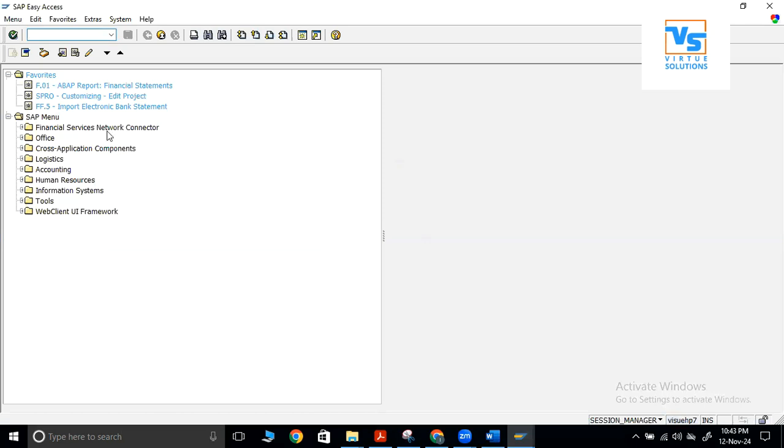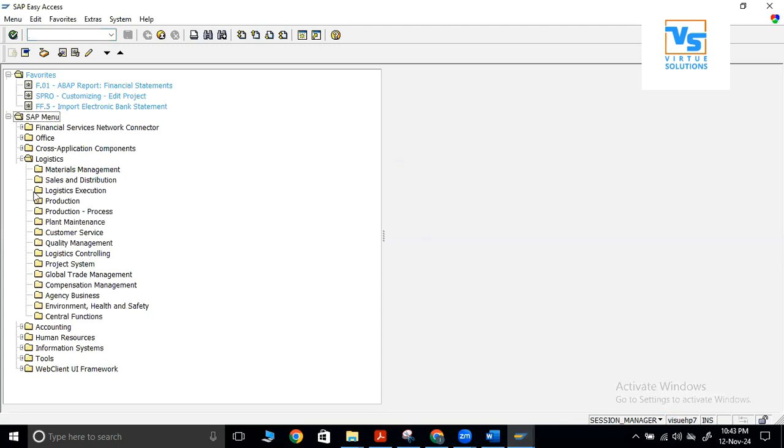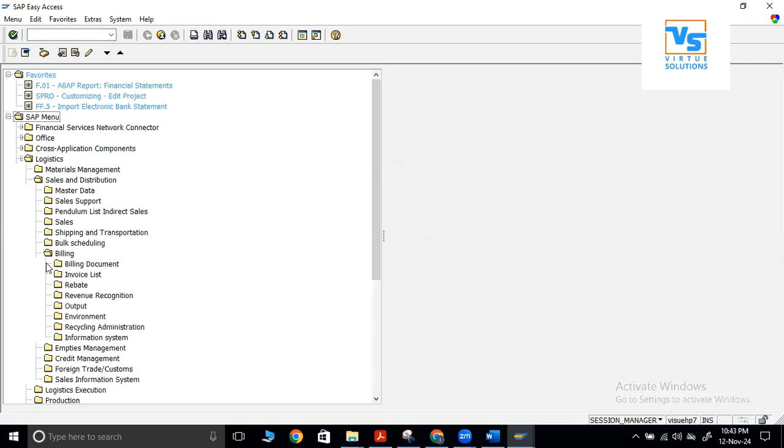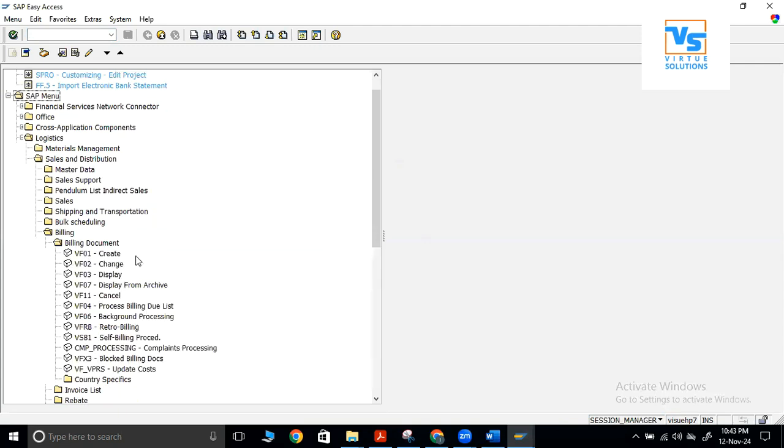Sivaranjani, I hope you have seen the screen like this when you were working. And if you have used standard transaction codes, then these are the T-codes you would have used, like VF01, G02, G03, all this, right?